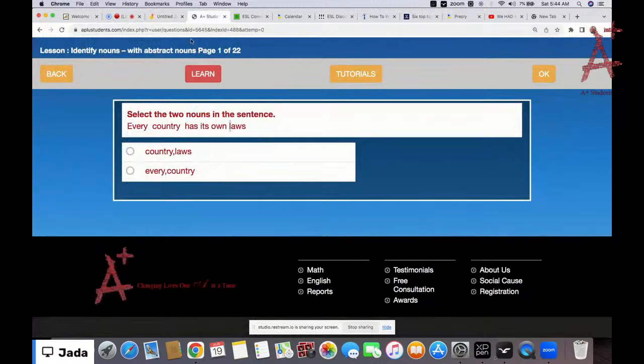So what's our answer? Is it country, laws? And then maybe every country. So this, okay. You guys be sure. What's the two now here? Is it country, laws, or is it every country? You guys answer me and stop getting distracted. So what's the answer here? I'm waiting for your answers.